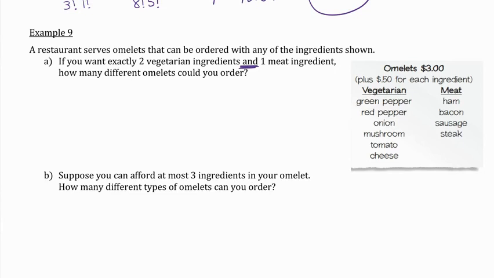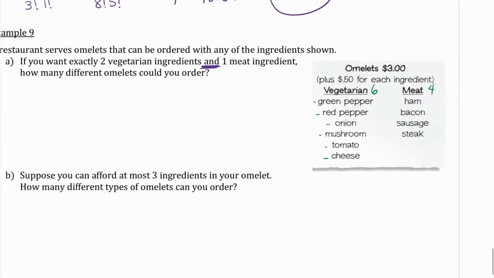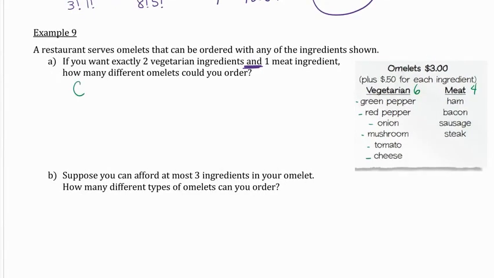So I want to start with 2 vegetarian. Well, there's 1, 2, 3, 4, 5, 6 total vegetarian things, and there are 4 meats, right? So I'm doing 2 different things. I'm going to need 2 combinations. My first one is a combination where I have 6 vegetarian ingredients and I want to pick 2 of those. And so I'm going to multiply. I've got 4 meat ingredients, and I'm going to choose 1 of those. Now again, if you ever get something choose 1, that's just that number. 4 choose 1 is 4.